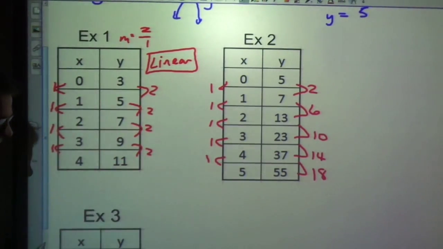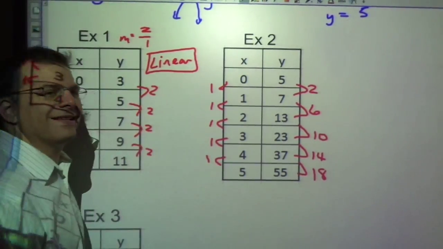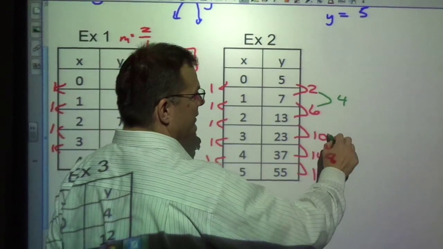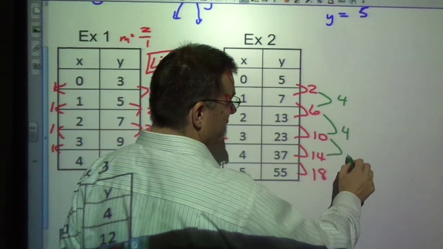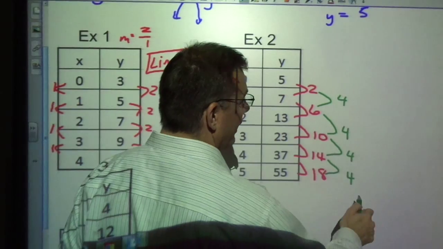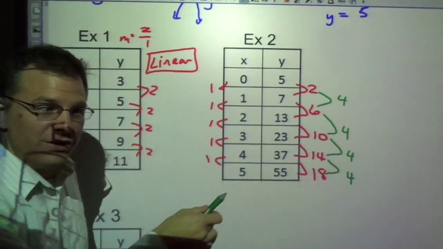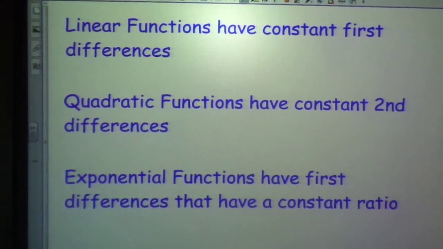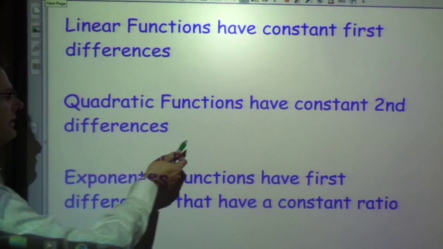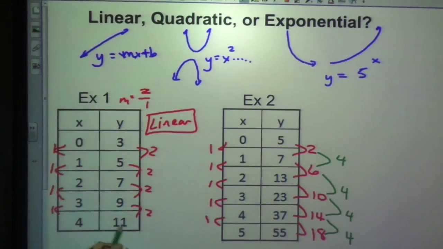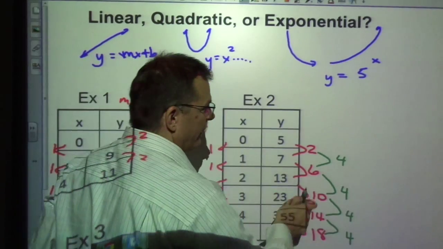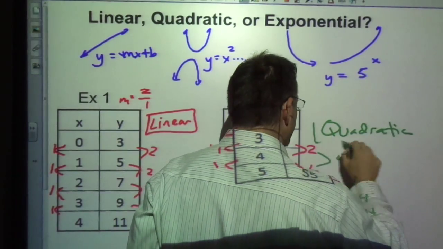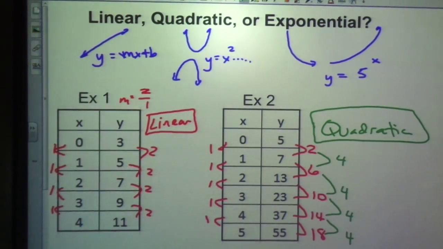And here's where we test next. Next, we're going to take the second differences. We're going to subtract these ones: 6 minus 2, 10 minus 6, 14 minus 10, 18 minus 14. Our second differences are a constant rate. So when this happens, if you look back at your notes, quadratic functions have a constant second difference. So this is going to be the kind that's like this. It's going to have something with x squared in it. This is a quadratic, if the second differences are constant, if they're the same.